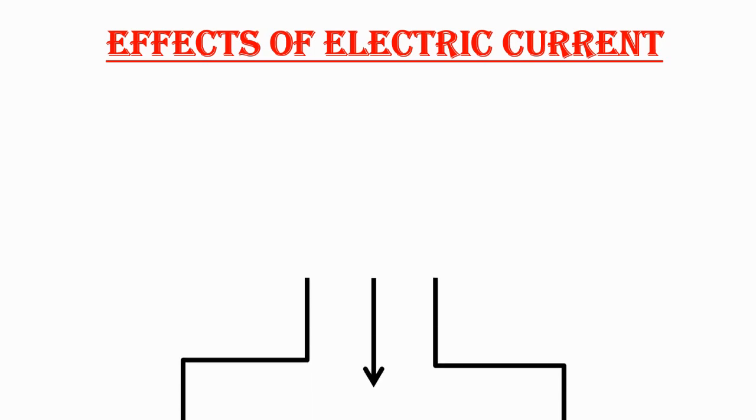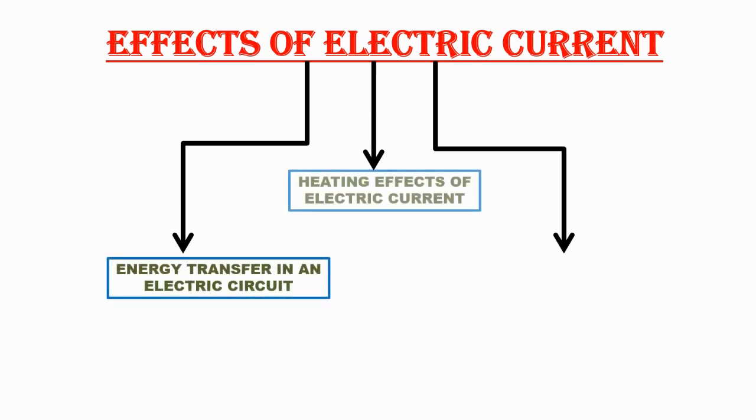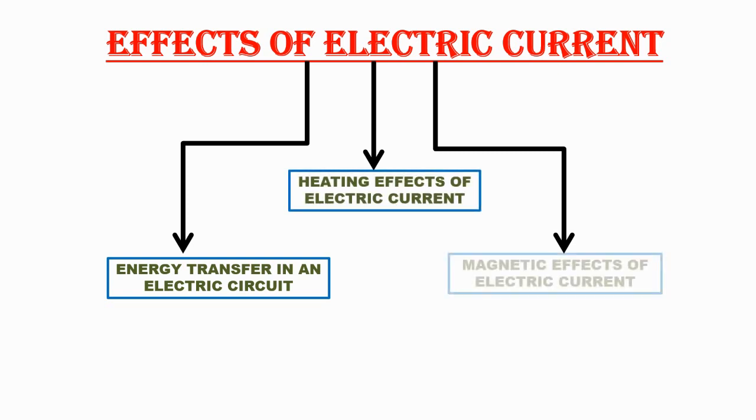Today we are going to study the effects of electric current. Before moving on with the chapter, let's have a quick overview of the chapter. This chapter is divided into three parts. The first one is energy transfer in an electric circuit. The second one is heating effects of electric current. And the last one is magnetic effects of electric current. Today, we are going to study the energy transfer in an electric circuit.